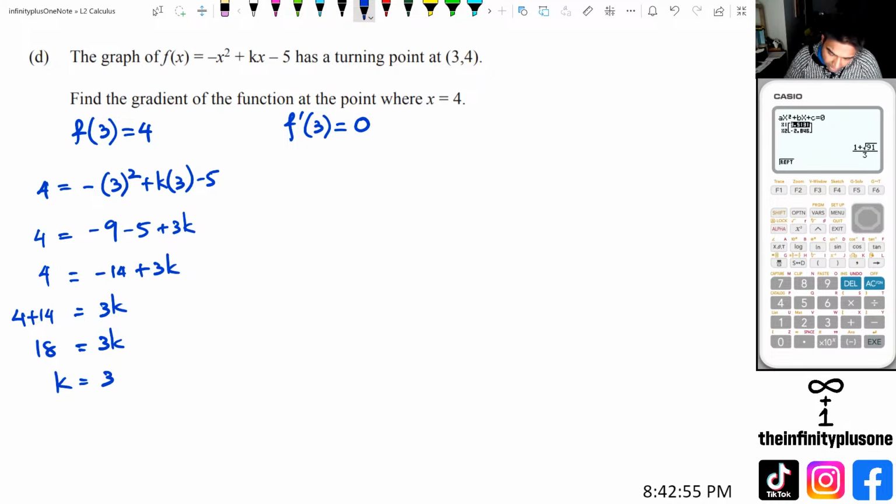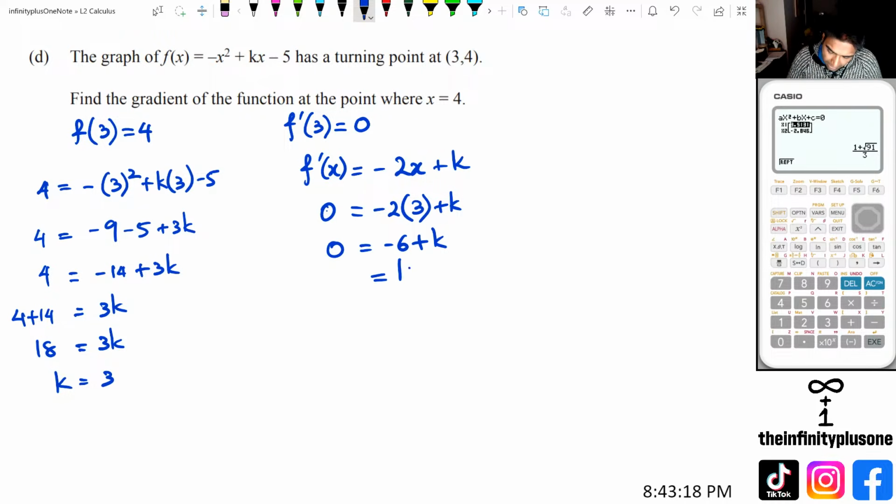The other way of doing it is f dash. So f dash of x equals -2x plus k. And because f dash of 3 is equal to 0, I can put in 0 equals -2 times 3 plus k. So 0 is equal to minus 6 plus k, and then k is equal to positive 6. Yep, I realized what my mistake was. It's 18 over 3.